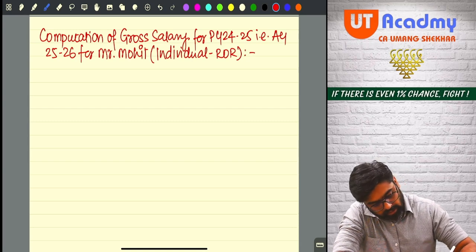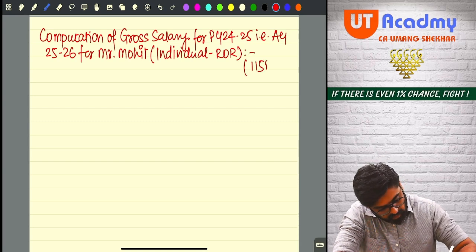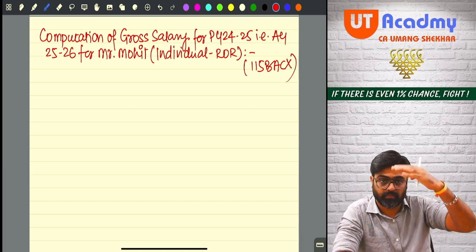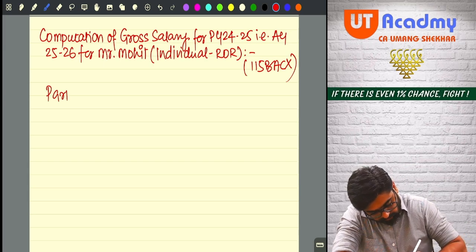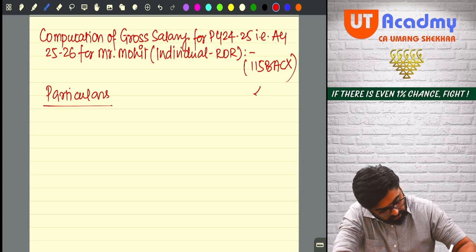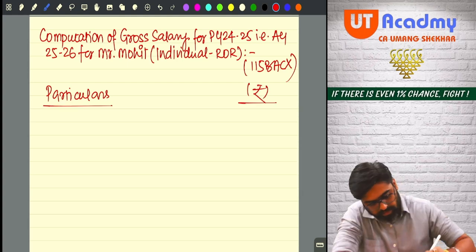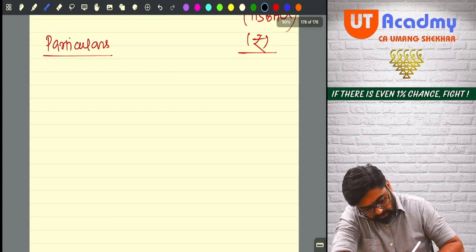Okay, and he is not following 115BAC, he is shifting out. Done. Assuming this, my gross salary is calculated. Now here I'll write particulars and here I will write amount. Pay attention. First one is basic salary.